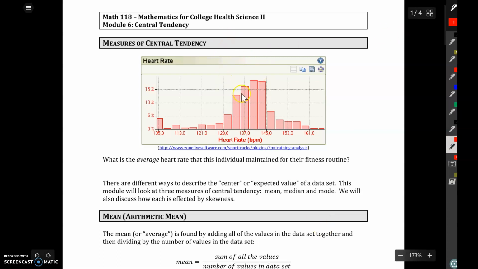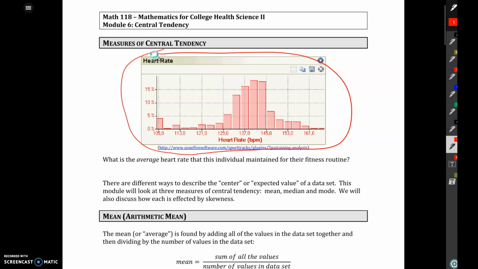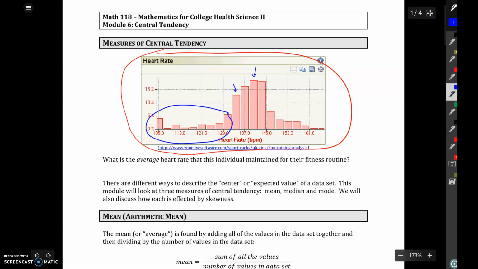Let's get started. Shown here is a bar graph of heart rate, the percent of time an individual's heart rate was at a given level during a workout. We don't have the raw data, but just looking at this, we might wonder what the average heart rate is of the individual during their workout. Some of you might assume that it must be at the highest bar, and some might think that because of the skewness of the data set, it's pulled a little bit lower.